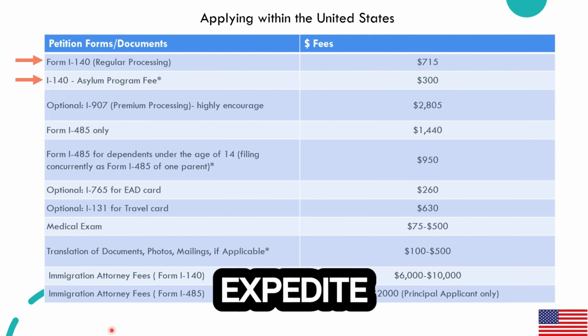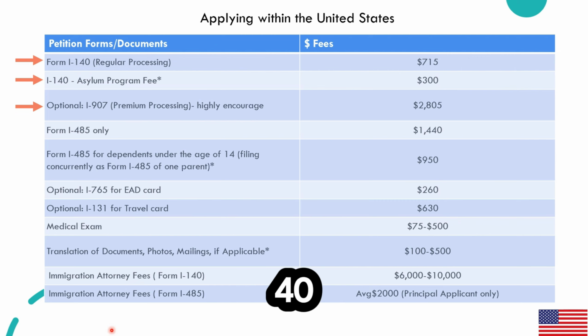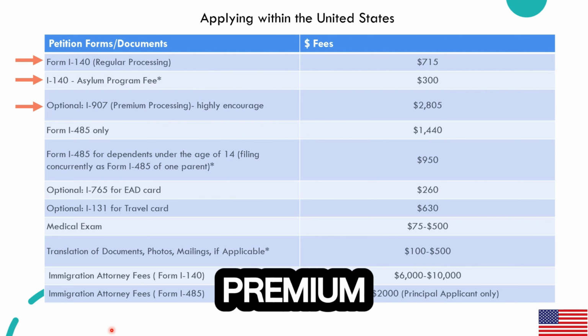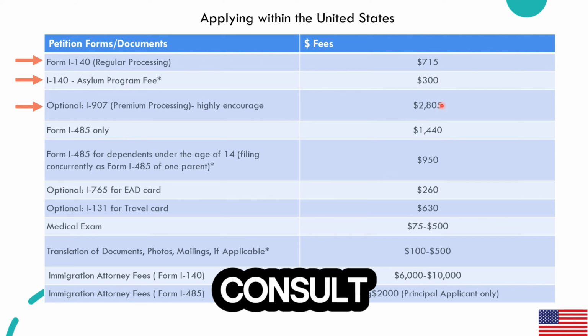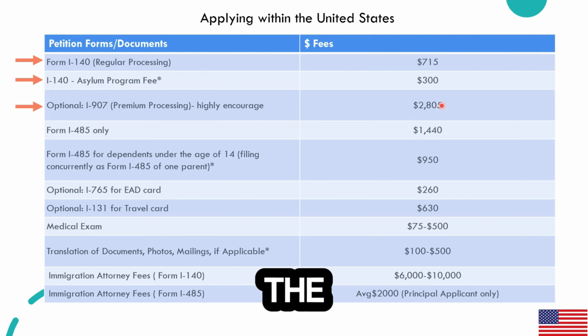If you want to expedite the process of your I-140, you can opt for premium processing. The fee for premium processing is $2,805, and I highly encourage anybody I consult with to go the route of premium processing as it helps you with a faster decision.